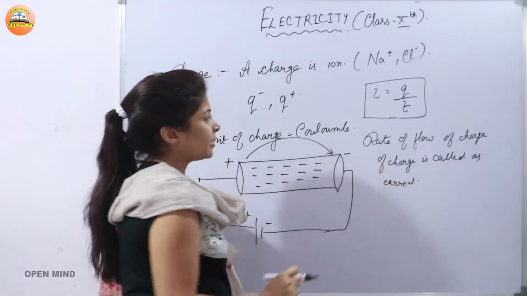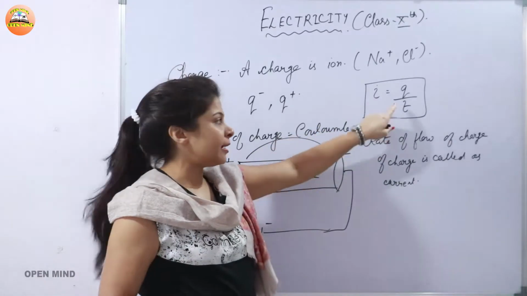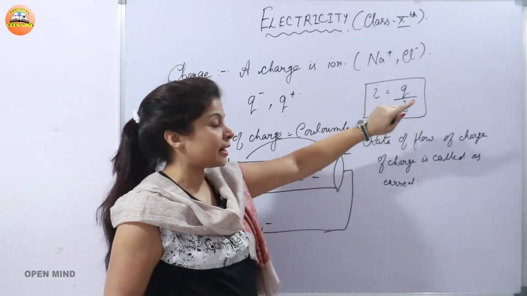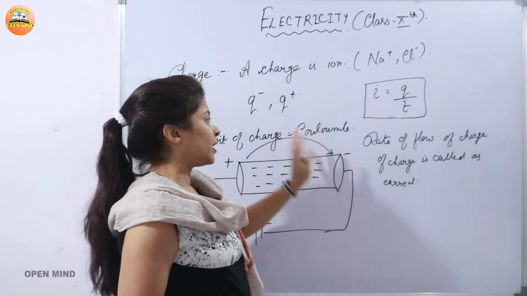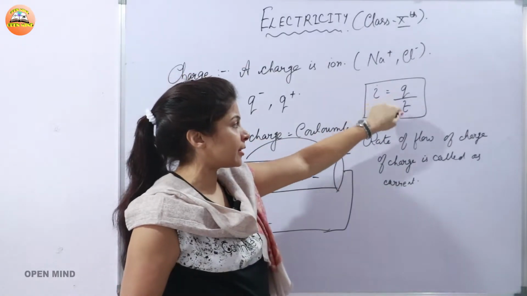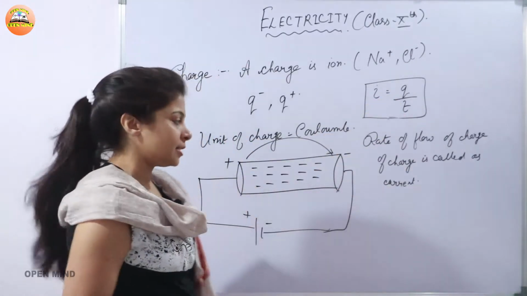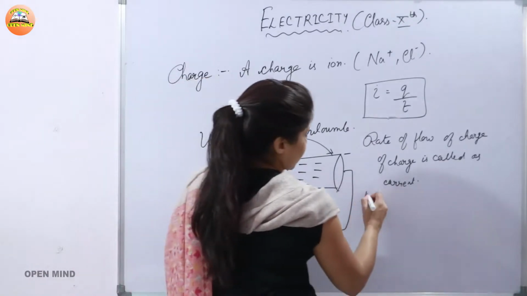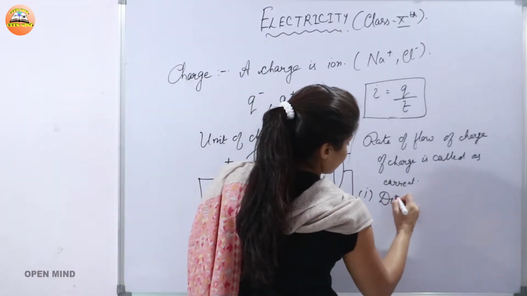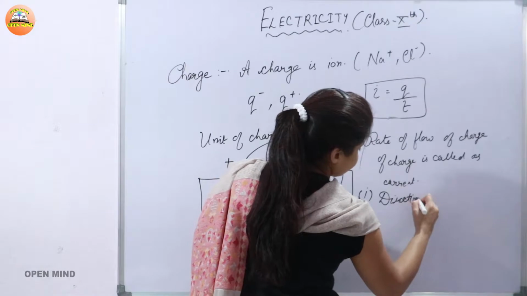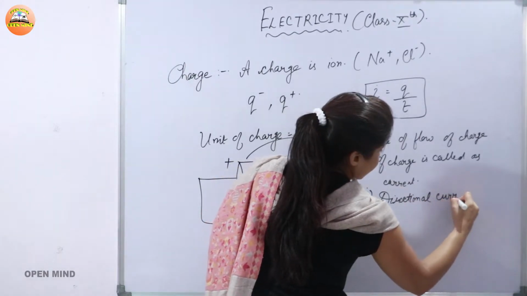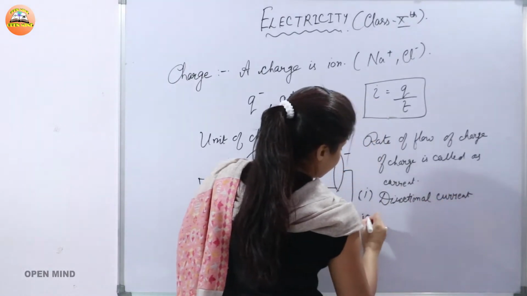Okay, so this is I. The current is represented by I. Rate of flow of charge means in 1 second how many charges are flowing from one end of the conductor to the other end of the conductor. That will be equal to Q by T. Now there are two types of current. The first one is directional current and another one is convectional current.